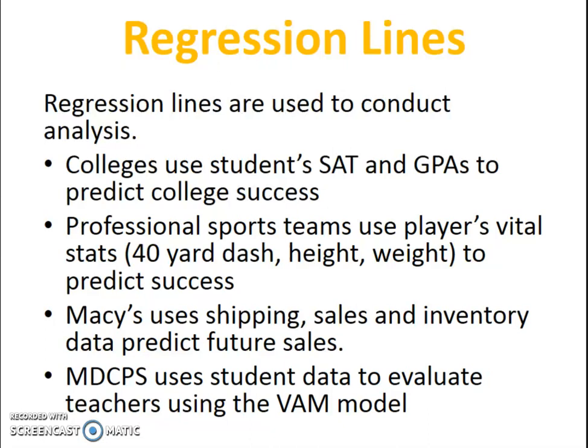Now, regression lines are used to conduct analysis. Colleges can use students' SATs and GPAs to predict their college success rate. Professional sports teams use players' vital stats to predict success. It's kind of how I survive in fantasy football every year. Macy's department store uses shipping, sales, and inventory data to predict future sales, and so on and so forth.